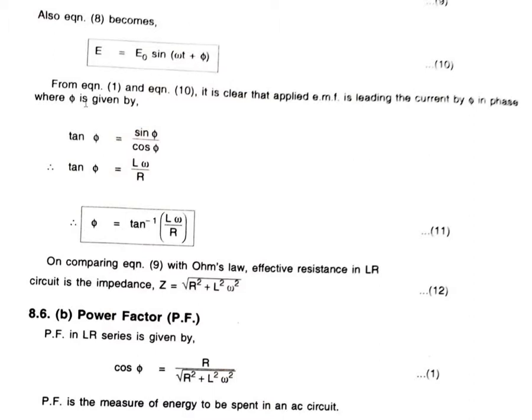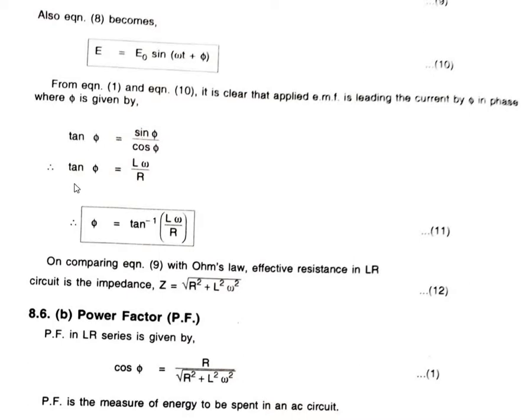angle phi, and the angle phi can be written as tan phi is equal to sin phi divided by cos phi. We know that sin phi is equal to L omega divided by square root of R square plus L square omega square. The voltage leads the current by an angle phi, and tan phi is given by sin phi divided by cos phi. What is sin phi? Sin phi is equal to L omega divided by square root of R square plus L square omega square.